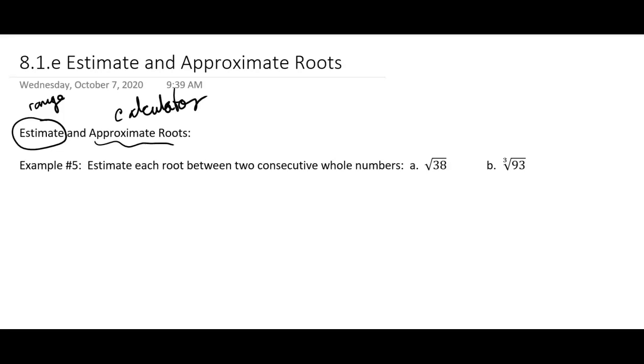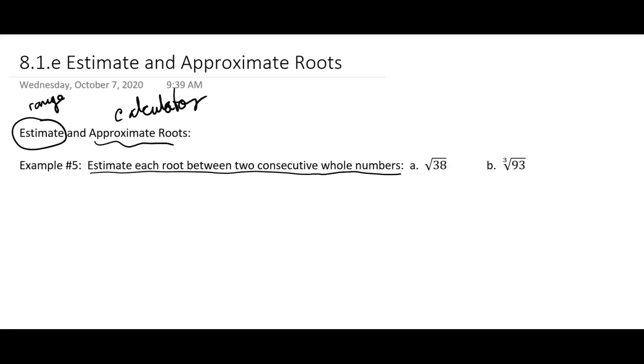So probably the easiest way for me to explain the first one is to do an example. It says estimate each root between two consecutive whole numbers. So they're saying the square root of 38, what would that be between?